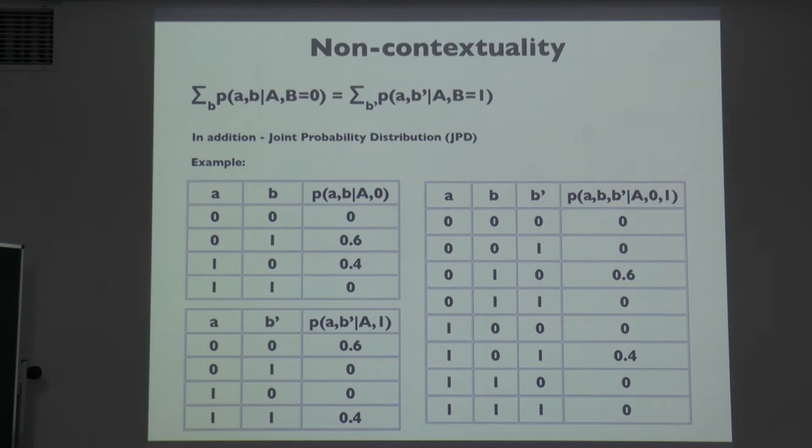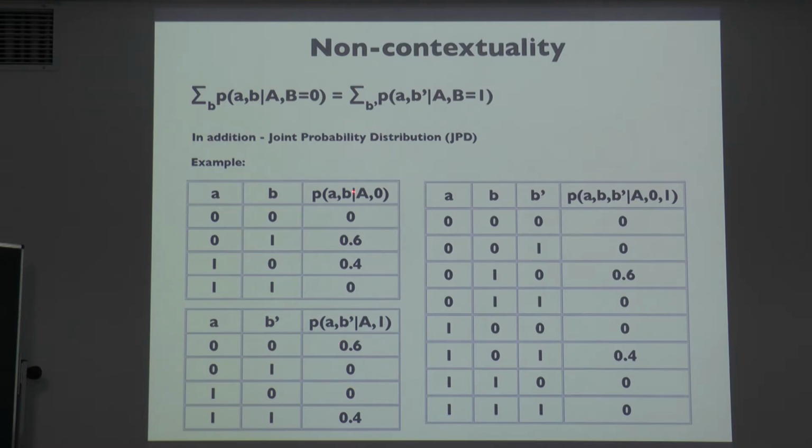Now, let's consider another case. It's pure non-contextuality. Right now, consider the following thing. Again, we fix A, and then we measure, we fix first B equal to 0, and we get this probability distribution. And then we fix B equal to 1, and we get this probability distribution. And then you can see that right now, this marginal probability distribution of A, in this case and in this case, is the same, because we get A equal to 0 with probability 0.6, and A equal to 1 with probability 0.4.